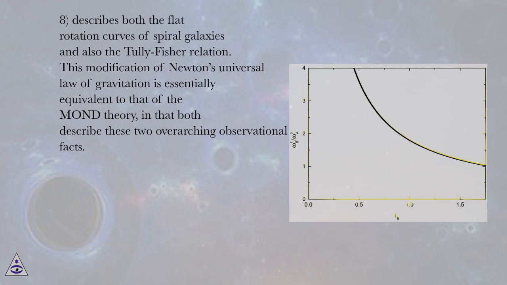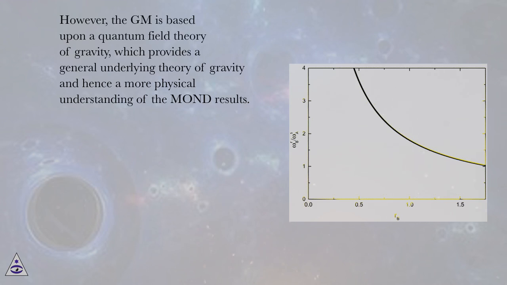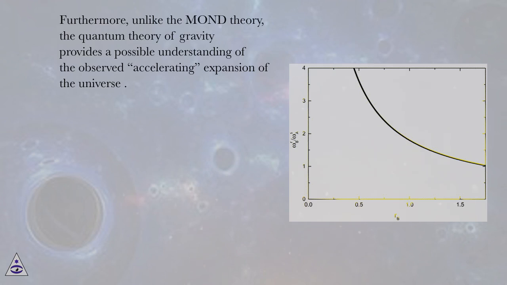This modification of Newton's universal law of gravitation is essentially equivalent to that of the MOND theory, in that both describe these two overarching observational facts. However, the GM is based upon a quantum field theory of gravity, which provides a general underlying theory of gravity and hence a more physical understanding of the MOND results. Furthermore, unlike the MOND theory, the quantum theory of gravity provides a possible understanding of the observed accelerating expansion of the universe.